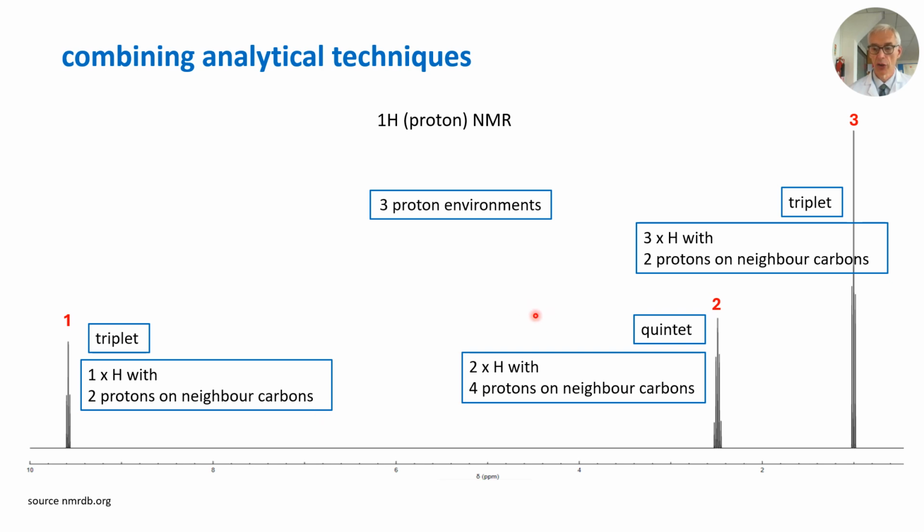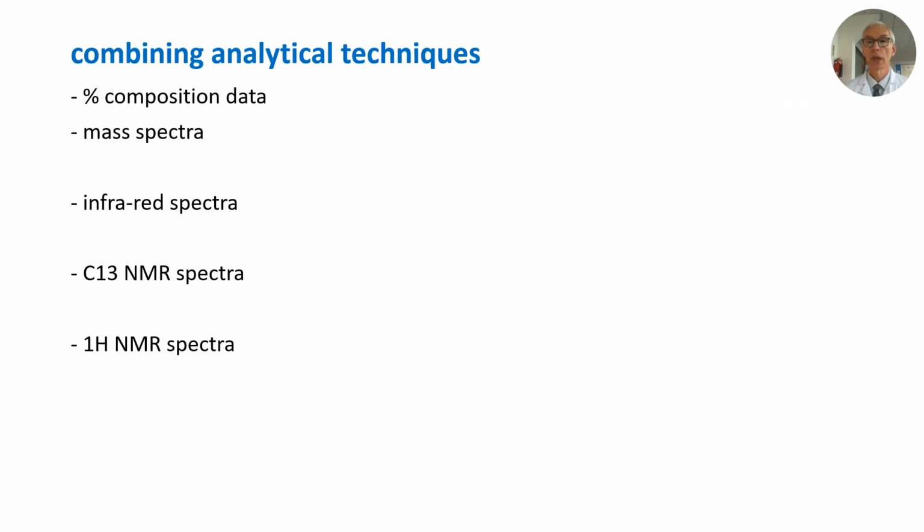So within the molecule, we have a carbon with 3 hydrogens and 2 protons on neighboring carbons. We've got a carbon with 2 protons but with 4 protons on neighboring carbons, and then we have a carbon with 1 hydrogen, but there are 2 protons on the neighboring carbons. So what we need to do now is to pull all this information together to make a firm conclusion as to the structure of the unknown organic molecule.